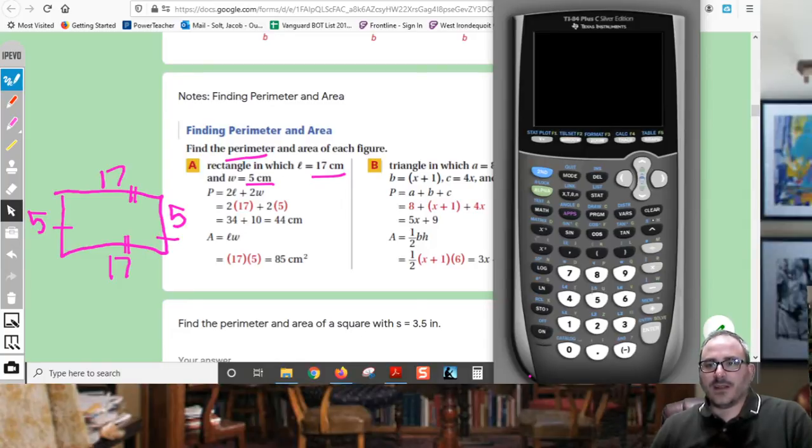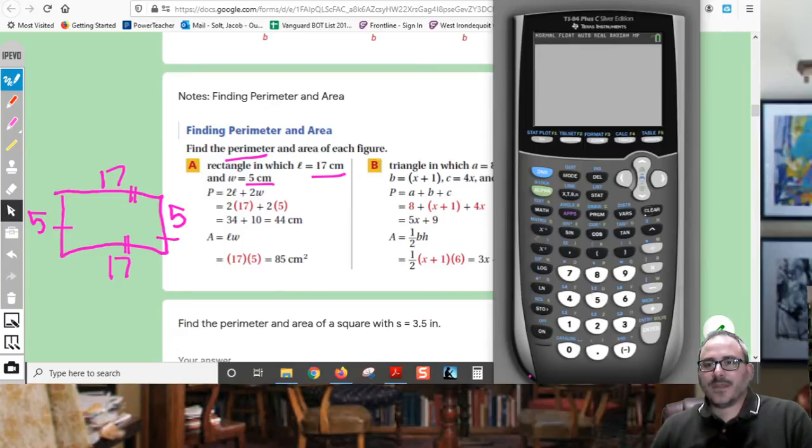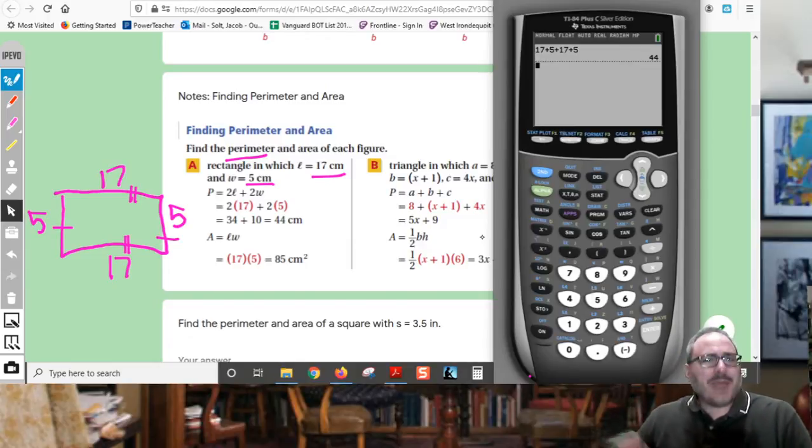If my calculator wants to turn on. There we go. And I could say, well, 17 plus 5 plus 17 plus 5 equals 44. All right, I could do that. It's totally legit. There's a faster, easier way. It's like a little math shortcut, right? I don't have to add up all four of those things.